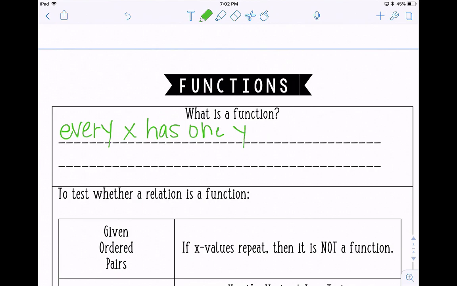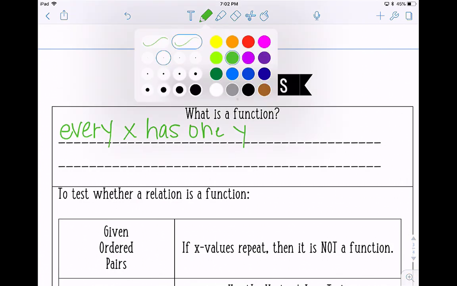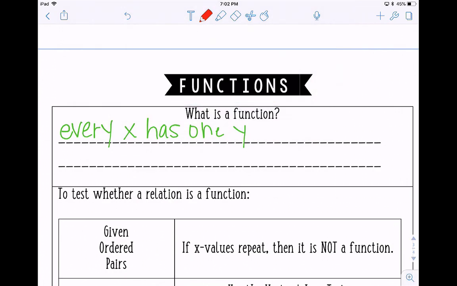And then just another way, and maybe an even simpler way to think about it, is that no x value can repeat. So no x can be in an ordered pair twice, or on a coordinate plane twice, or on the graph twice. We'll look at some examples in just a second. So no x repeats. A function is when no x value repeats. That's really important.